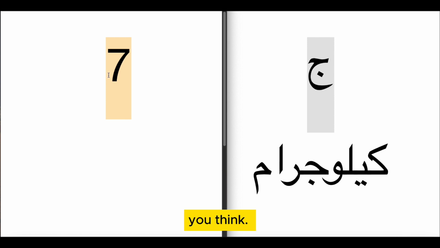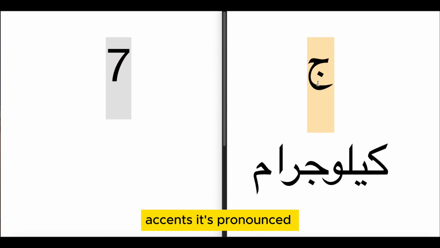I don't know what you think. Tell me what you think in the comments. If you say number 5, it figures since it's the 5th letter of the alphabet, but I believe it's closer to the number 7, okay? It sounds ja, like the letter J. In some accents, it's pronounced ga. So practice it well, along with the previous letters that you learned, and I'll see you in the next video.